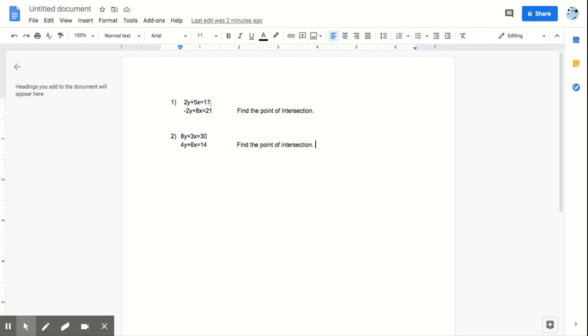So let's start with number one here. Alright, so 2y plus 5x equals 17, negative 2y plus 8x equals 21. The 2y and the negative 2y, we can just cancel them out. So that leaves us with 13x equals 38. Meaning our x is going to be 38 over 13.